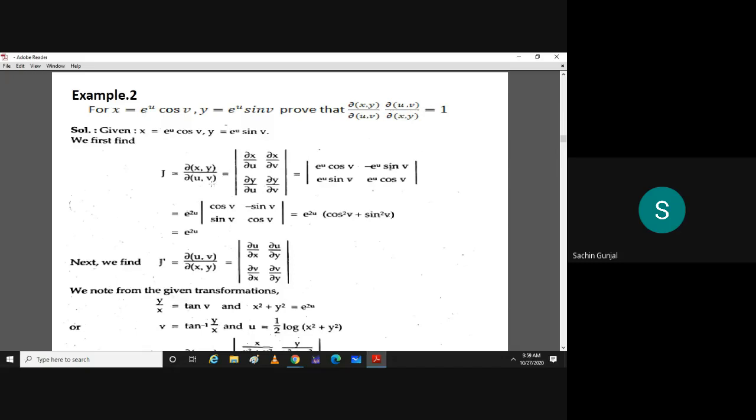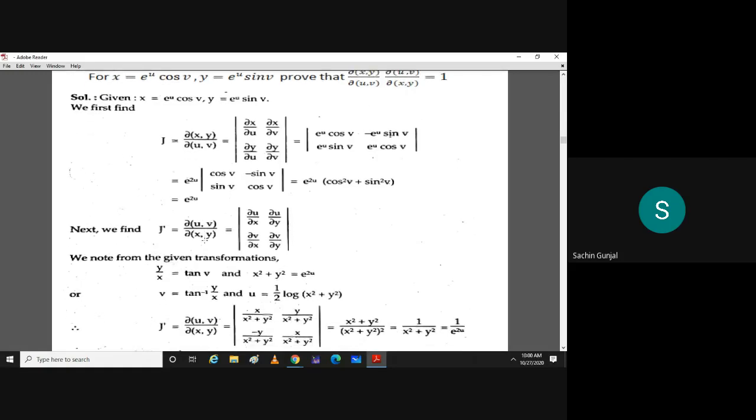Jacobian of xy with respect to uv. So xu xv and yu yv. So x with respect to u is e raised to u cos v. X with respect to v is minus e raised to u sin v. Then y with respect to u is e raised to u sin v. Y with respect to v is e raised to u cos v. Okay. Doing this cross multiplication, you will get e raised to 2u into sin square v plus cos square v, which is 1. Therefore, j is e raised to 2u.